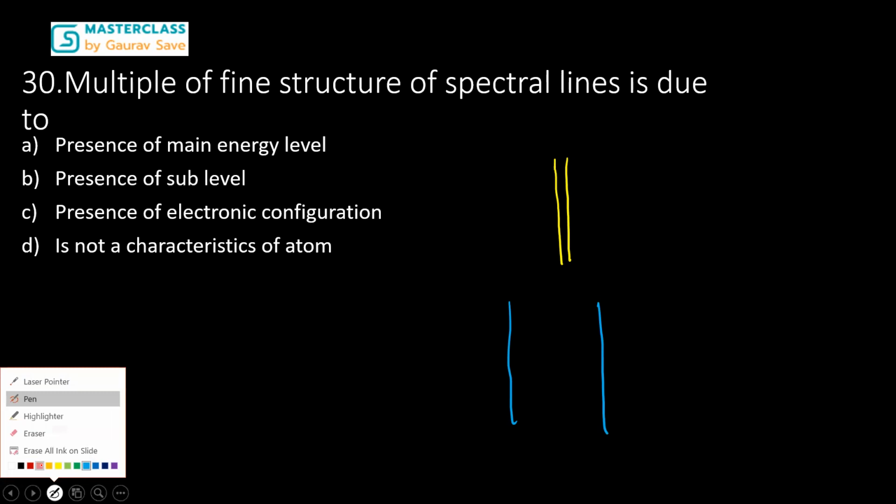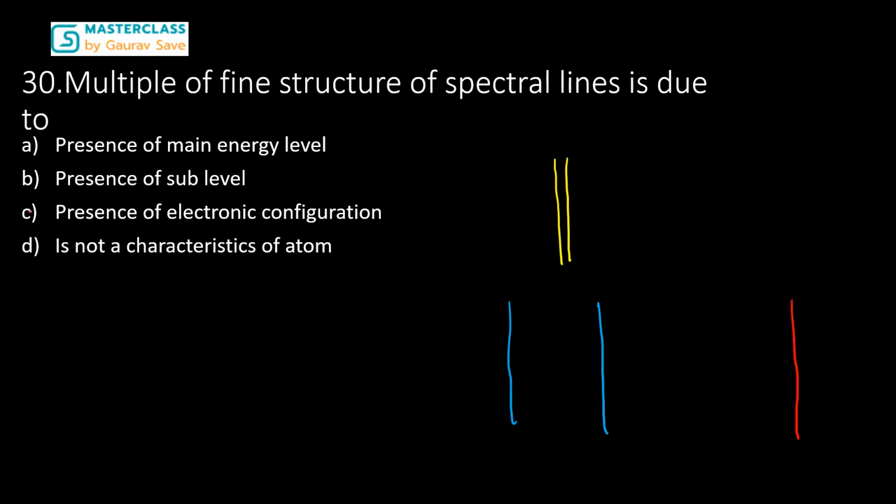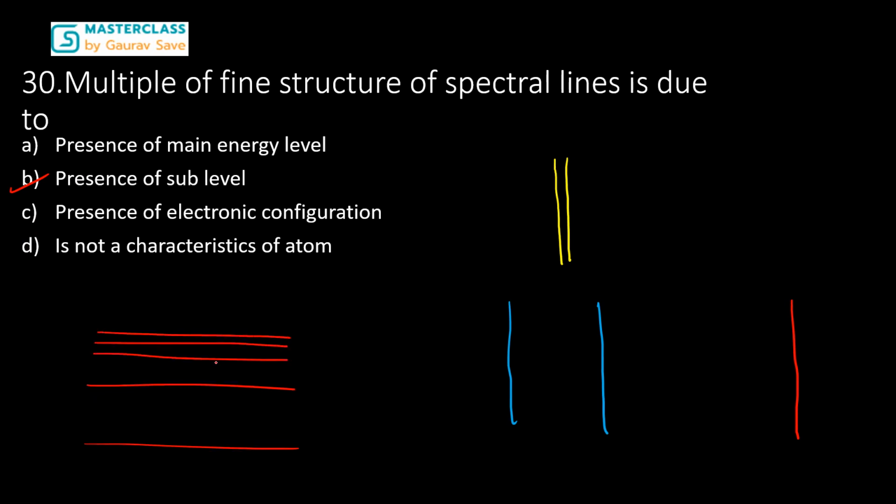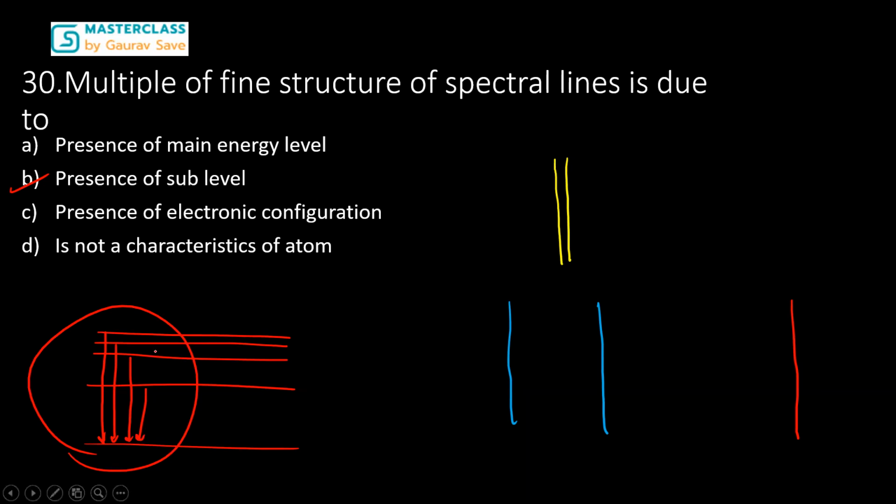So why are multiple lines being seen? Because of the presence of multiple sublevels. Okay, so B is the correct answer because the hydrogen atom has more than one level. As we go up, these levels become smaller. So the electron can come from the highest level to the first level, or the second highest level, third highest level, like this. Because of this, we see multiple levels and multiple fine structures. Okay, so guys, these are the first 30 questions.